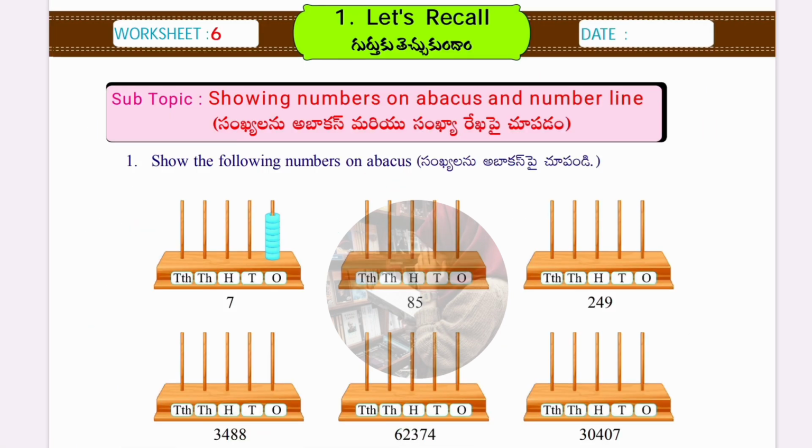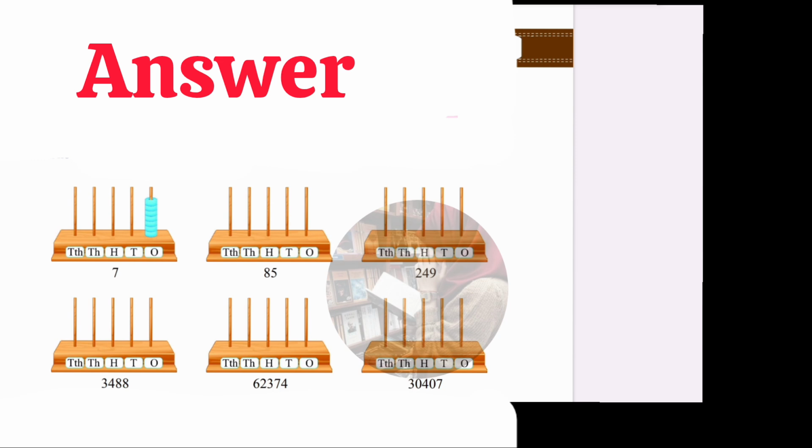Okay, now we'll move to the next worksheet, that is worksheet number 6. Here the topic is showing numbers on the abacus and the number line. Here numbers are given and you need to show that number on the abacus. The first one is already done for you, so like that we have to do. I'll give you the answer here at the side, just see, and you have to do the same in your workbook. If you don't know how to do this, please ask your teacher again.